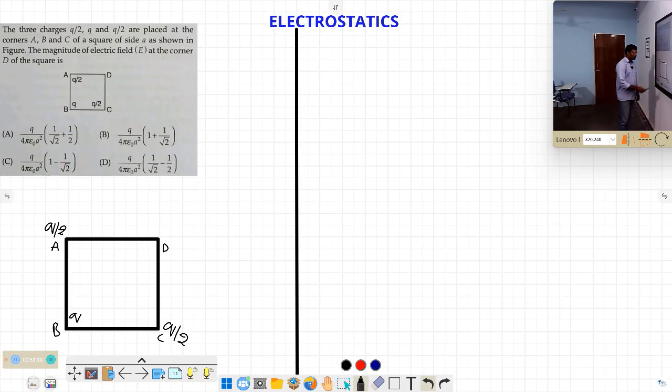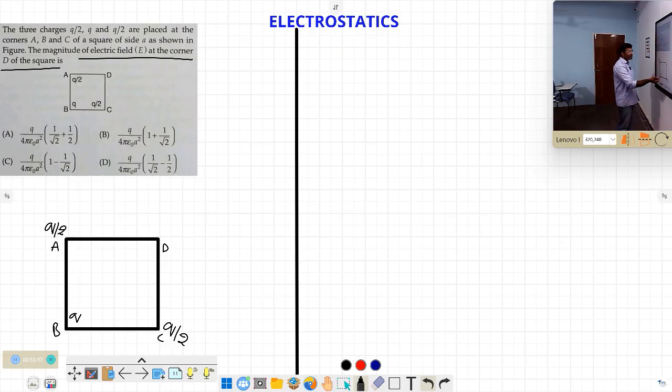Now if you look at this question, they given one square frame, on that we kept three charges at three corners. They're asking to find the electric field intensity at D point. Look at this question, the magnitude of electric field E at the corner D of the square. But the charges are not the same. A corner contains Q by 2, B contains Q, and C point contains Q by 2. So what is the electric field intensity at D point?